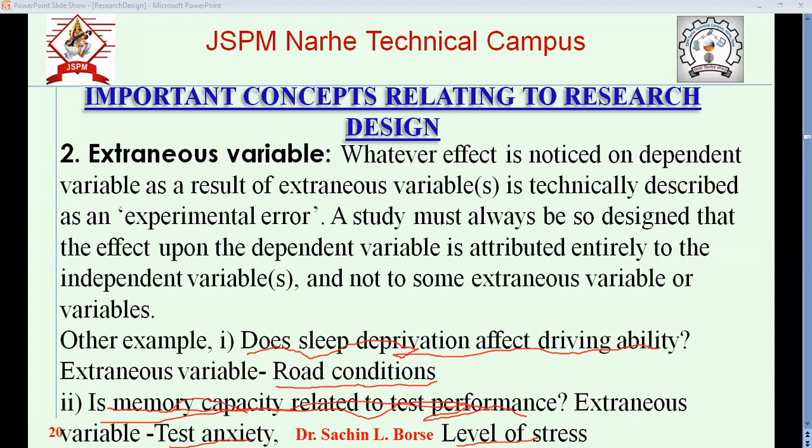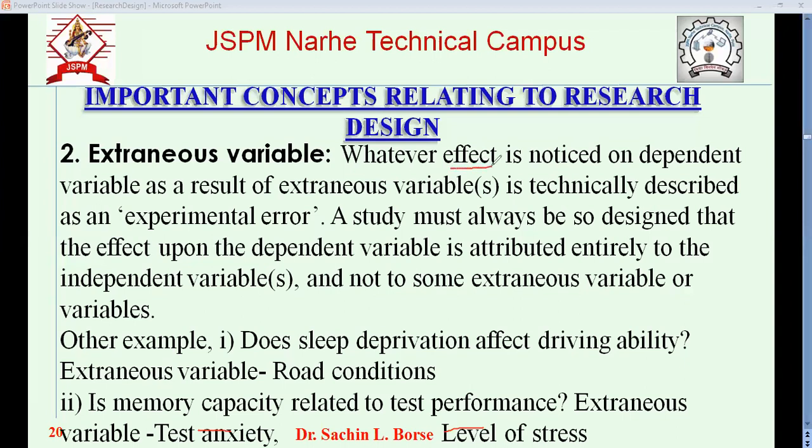But there are other parameters which can affect the test performance, like exam stress, anxiety, and duration of the test. If it is a short test, there can be more stress on the student. If it is a long test, he can be in relaxed mode and write the test. So the test anxiety and level of stress are extraneous variables.